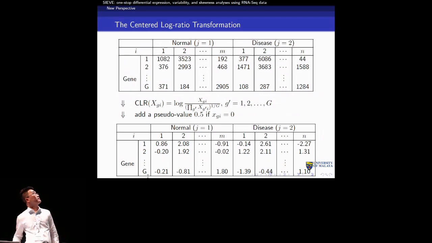Let's look at the CLR transformation. The first table is a compositional count table. And here I give the formula of the CLR transformation. A pseudo value of 0.5 is added if the gene expression is 0. And then we transform the count data into a Euclidean space.